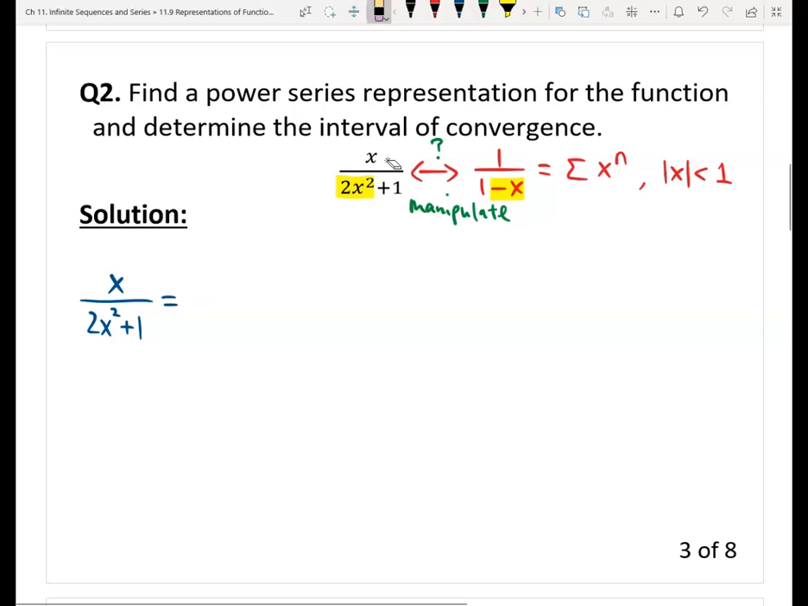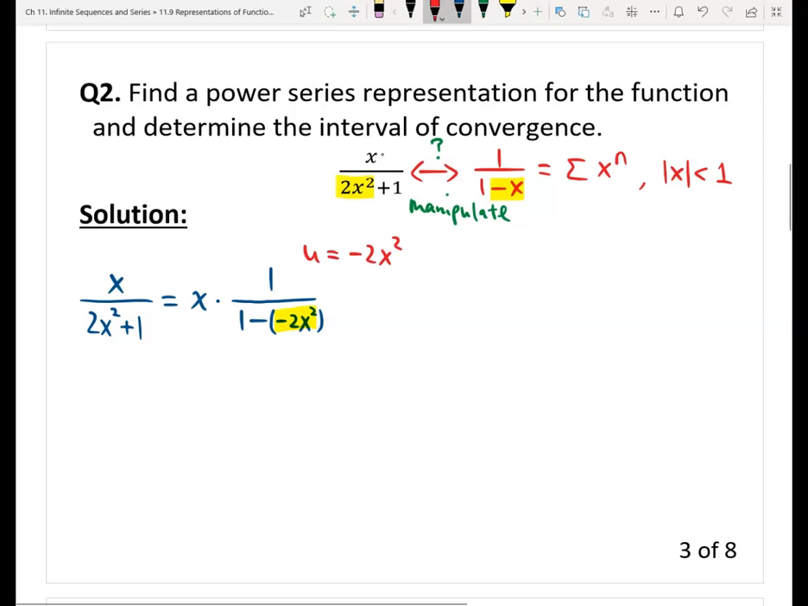We need to change it a little. First, this x does not matter, so we take it down: x times 1 over, now I switched the order of this addition, so that's 1 plus 2x squared. And I change it to 1 minus negative 2x squared. You notice it's the same. Now if I set this as u, we directly go to 1 over 1 minus u. It's just a substitution, u is negative 2x squared.